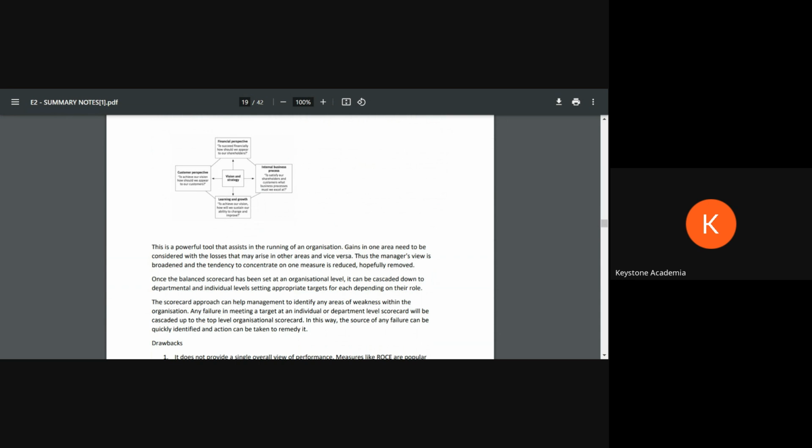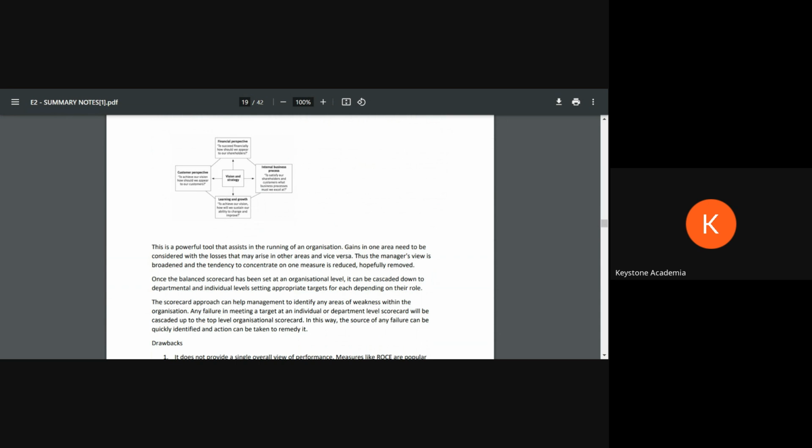Balanced scorecard works similarly for business. So what is balanced scorecard? It is like a comprehensive dashboard for your business. Instead of focusing on just one aspect, say financial performance only, which is what people usually do, balanced scorecard gives you a broader view of how your company is doing across four key areas. We'll look into the four key areas now.